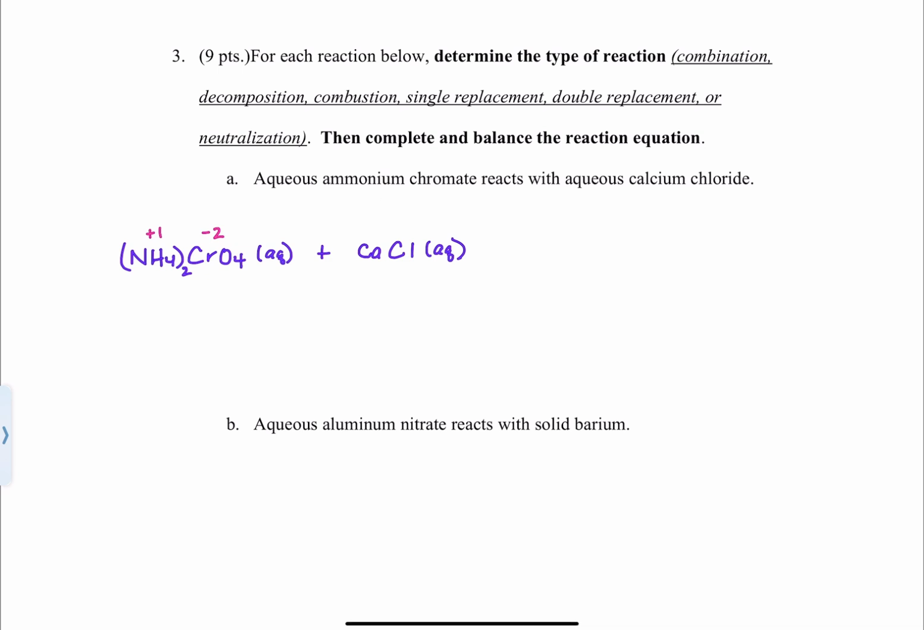The next thing, let's look at calcium chloride. Calcium has a +2 charge. Chlorine has a -1 charge, so this is not a correctly written compound.